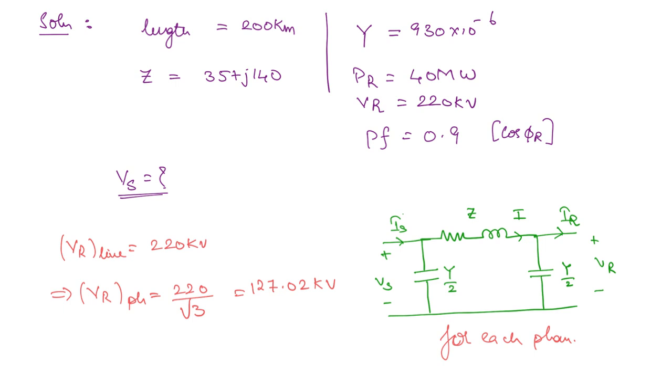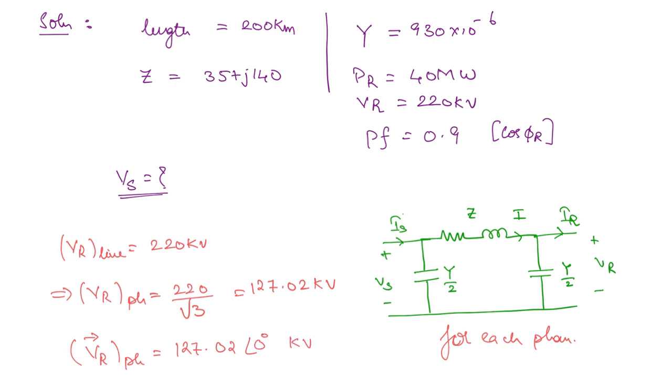Now these are AC quantities, right? So we need the phase as well. What we will do, like always, we will take the receiving end side as the reference. So VR bar per phase is going to be 127.02 angle 0 degrees. This is in kilovolt.